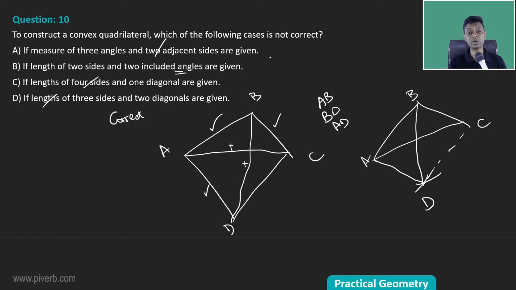2 sides and 2 included angles. We have only 4 metrics. We need at least 5 to be good. 10B does not work. That's a choice we are looking to mark.